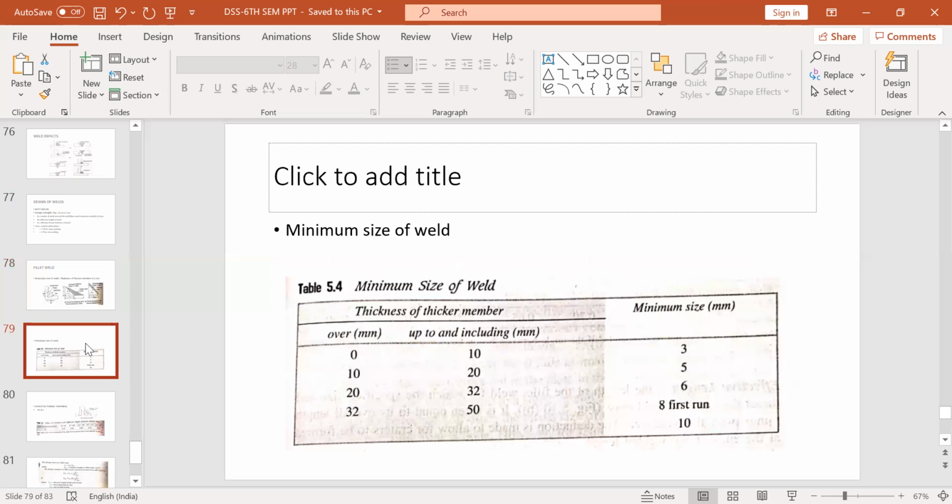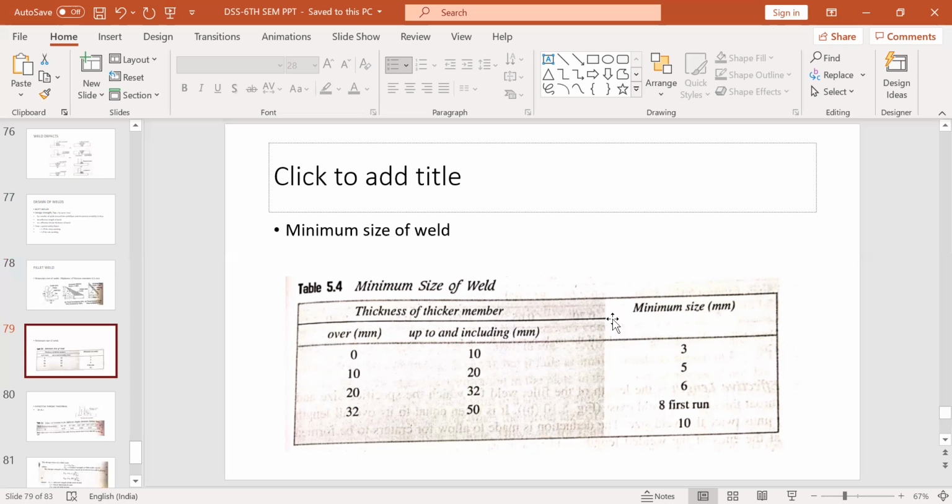See, this is for the maximum size of weld. For the minimum size of the weld, you find the thickness of the thicker member. If the thickness of the thicker member lies between 0 to 10, the minimum size of weld will be 3 mm. If it lies between 10 to 20, then it is 5 mm. If it is 20 to 32, then it is 6 mm. If it is more than 32 up to 50, then first do an 8 mm run, then again you have to run the weld twice: first 8 mm size of weld, and in the second run, 10 mm size weld. So these are some of the specifications that need to be remembered.